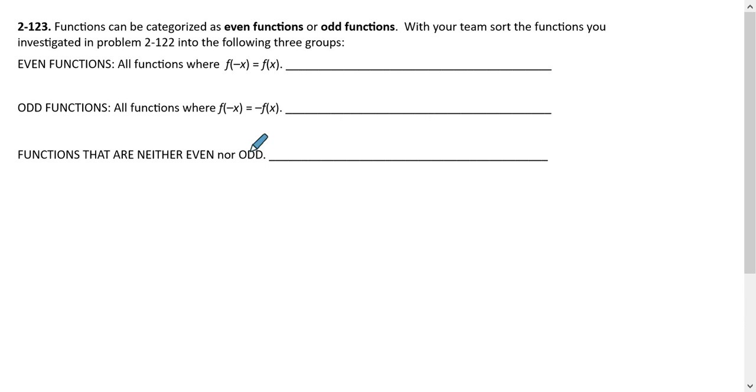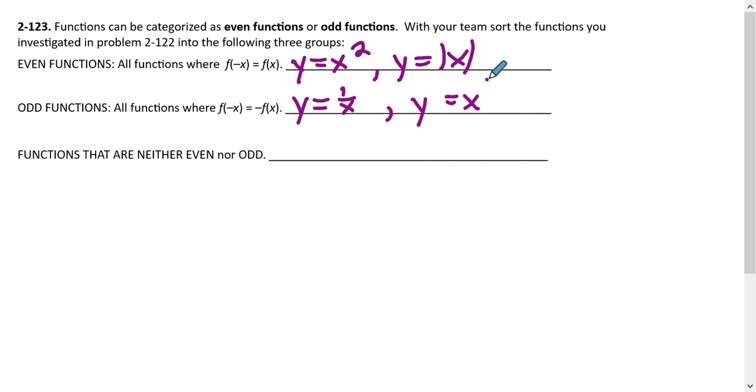And then we have a lot of functions that are neither. So take a moment, fill this out. So even would be x squared, an absolute value of x. Odd would be the reciprocal and the cubic. And neither would be the square root of x. Additionally, another neither one would be the exponential function.